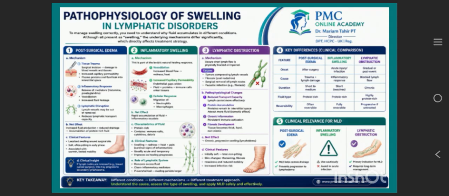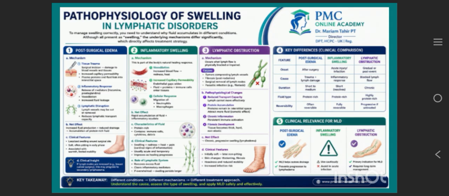Okay, so the fluid type for post-surgical edema is protein rich, for inflammatory swelling is also protein rich, and for lymphatic obstruction the fluid type is high protein rich. Okay, and the reversibility for post-surgical edema is often reversible, but inflammatory swelling is fully reversible, and lymphatic obstruction is progressive if untreated. Okay, so clinical relevance for manual lymphatic drainage, post-surgical edema.